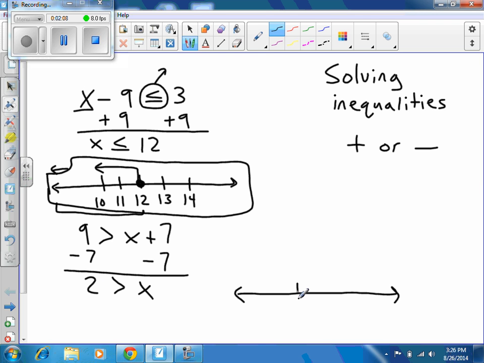So over here, we're going to go 0, 1, 2, 3. And again, it is less than 2. Now, instead of a closed box, because it couldn't be equal to 2 here, we're going to have an open box and the arrow going this way. And that is solving inequalities.